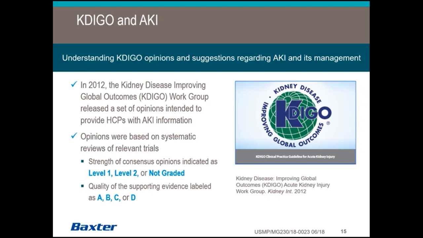It's designed to provide information about acute kidney injury and its management, but it is not intended to define a standard of care or to prescribe an exclusive course of treatment. Every healthcare professional making use of these suggestions and opinions is responsible for evaluating the appropriateness of applying them in the setting of any particular clinical situation.